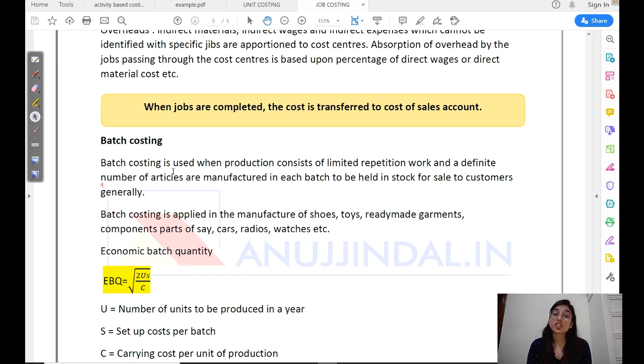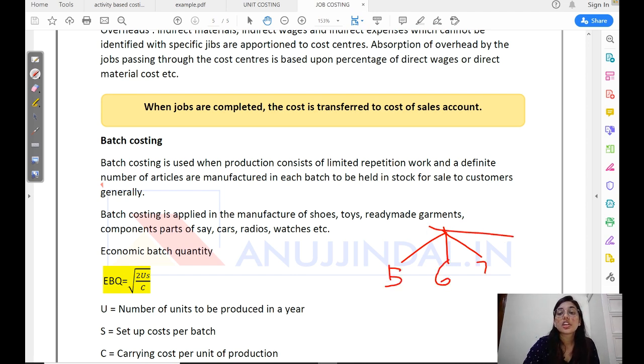The next is batch costing. So where is batch costing used? Let us take an example. Suppose there is a shoe industry. In that there would be shoes prepared for different sizes, for size 5, size 6, size 7, and then again in this there would be different types of shoes, right?